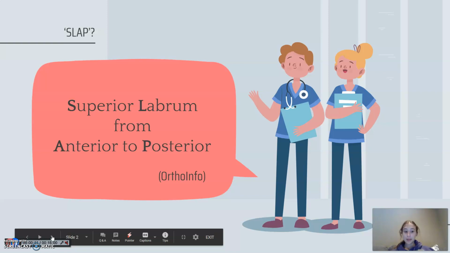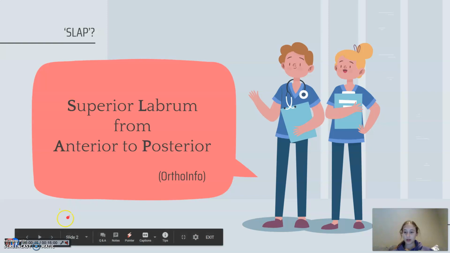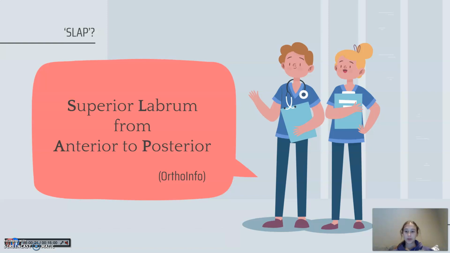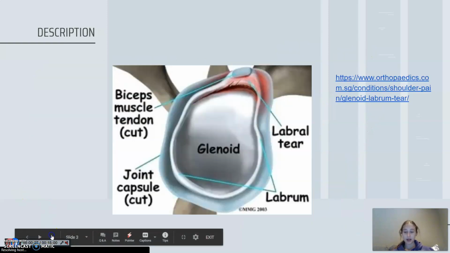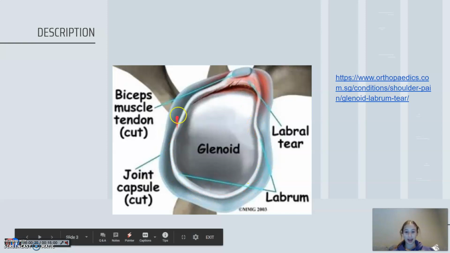Slap is obviously an abbreviation. It doesn't just happen from someone slapping someone in the shoulder. It stands for superior labrum from anterior to posterior, and that basically explains the location of where it happens. I'll show you on the next slide. It happens anteriorly and superiorly, so this is the tear right here, and it's on the labrum, which is in the glenoid cavity.